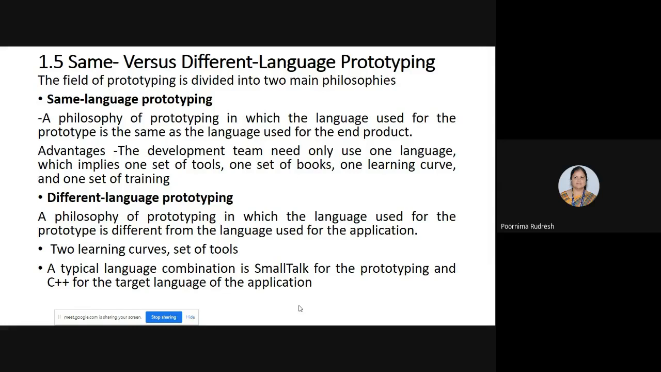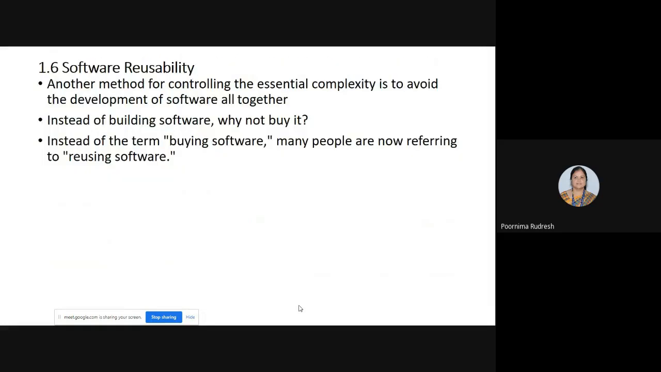Then what are the advantages of same language prototyping and disadvantages? And also in case of different language prototyping. So first you have to give the definition, then you have to specify what are the advantages and disadvantages of same language and different language prototyping. Clear? Okay. Next we'll move on to one more topic called software reusability.